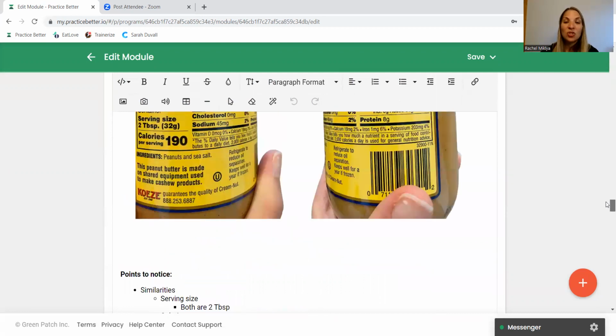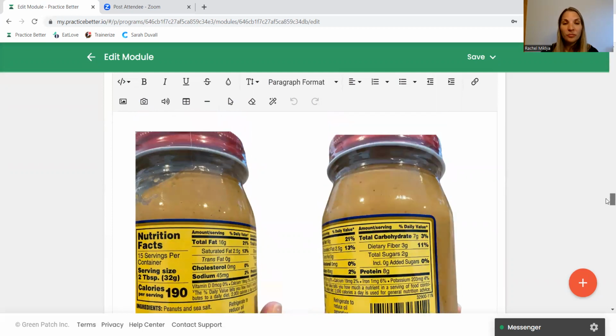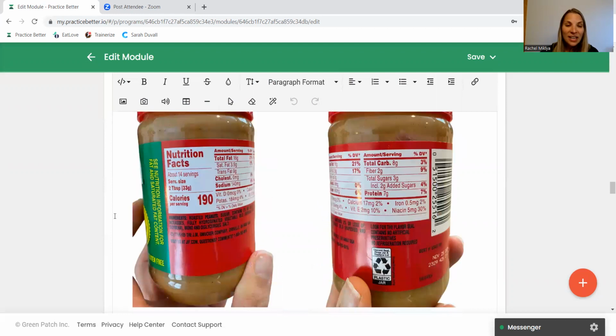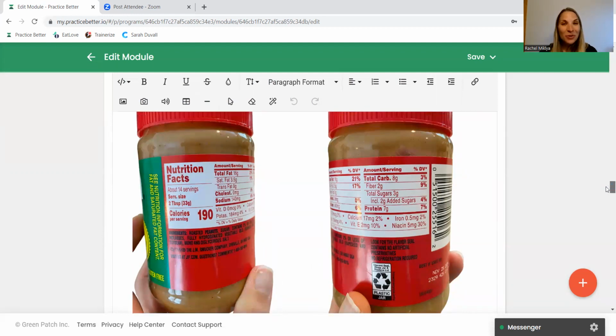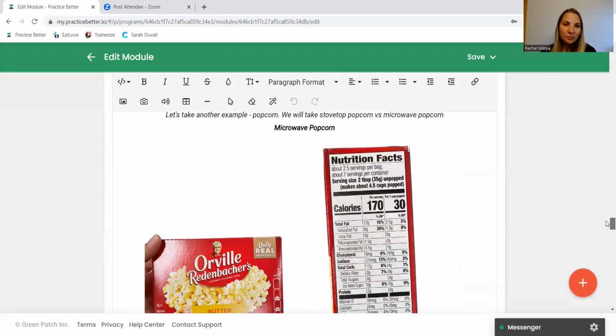Cream nut only has 2 ingredients, peanuts and sea salt. That is the gold standard. Whereas if we look at Jif, it has roasted peanuts, sugar, molasses, which is another type of sugar, and fully hydrogenated vegetable oil. So that's the reason why these nutrition facts panels are different.